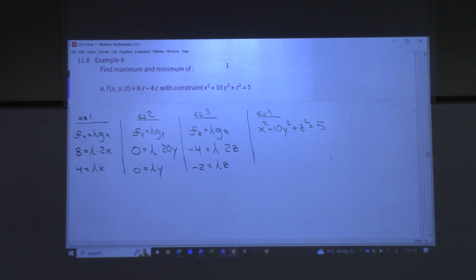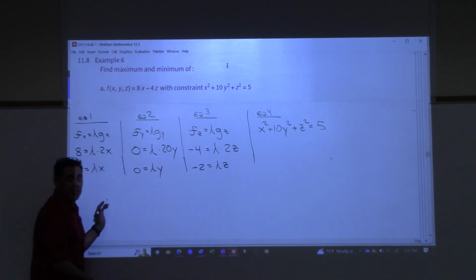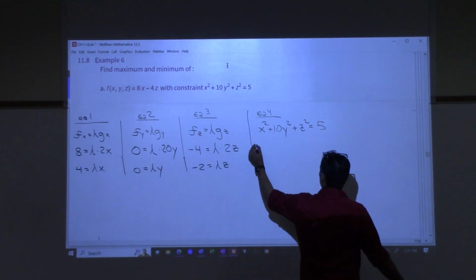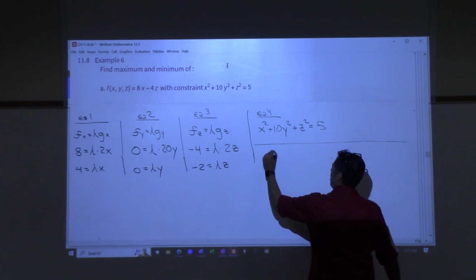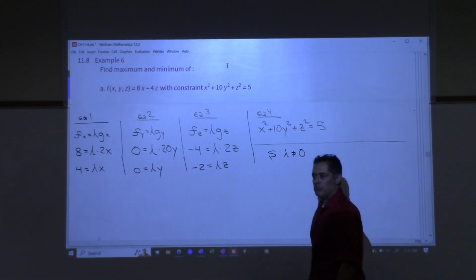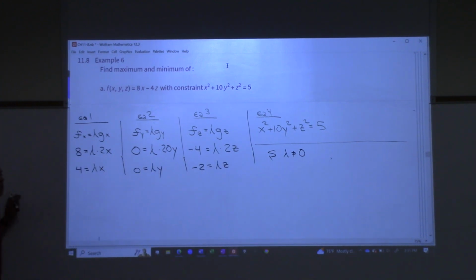Lambda can't be 0. I agree. Lambda can't be 0. Well, it can be 0 here, but it can't be 0 everywhere, right? So we can say that lambda can't be 0. All right, I think that's a good way to start. Suppose lambda isn't 0. Now what? Then y must be 0?